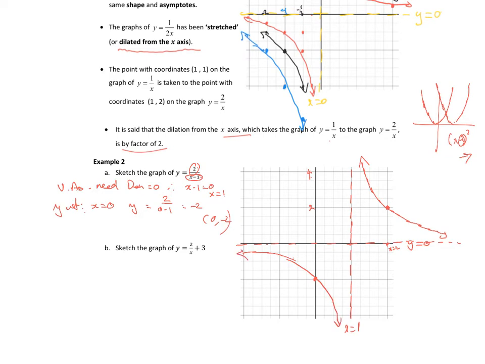Okay, so key features: the asymptotes, put them in first every time, find an intercept, and then sketch in the proper quadrants, top right, bottom left. Now y equals 2 on x plus 3. Again, the vertical asymptote, I need the denominator equal to 0, which means x is equal to 0. So, in fact, instead of doing it there, let's do it down here. See my vertical asymptote still at x equal to 0.